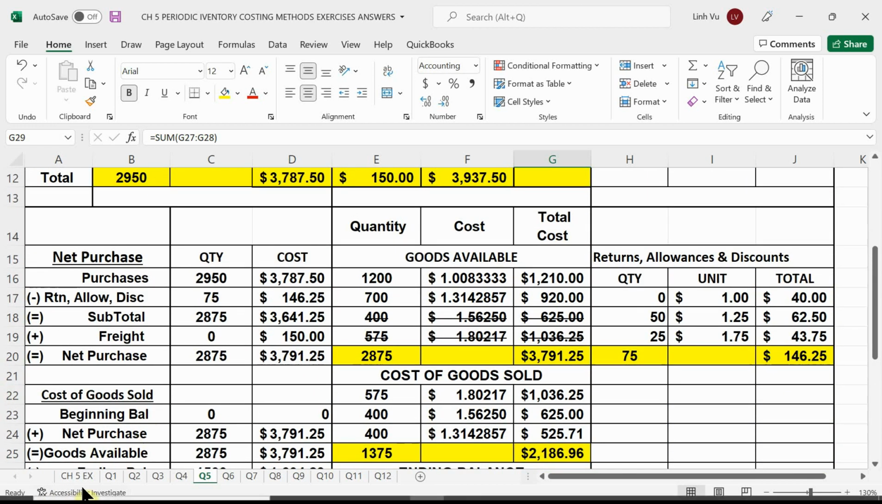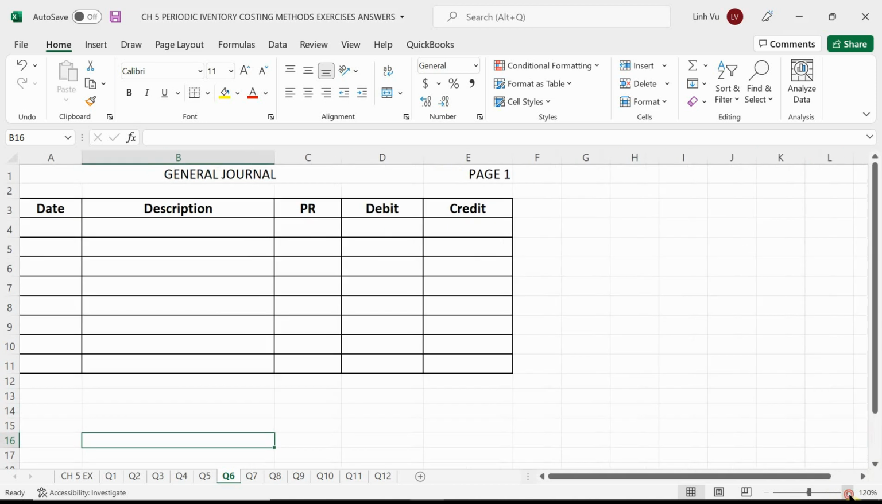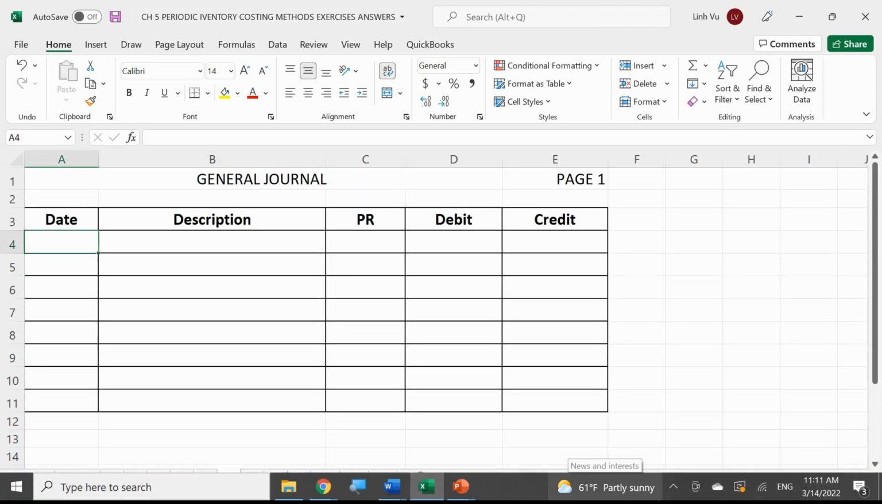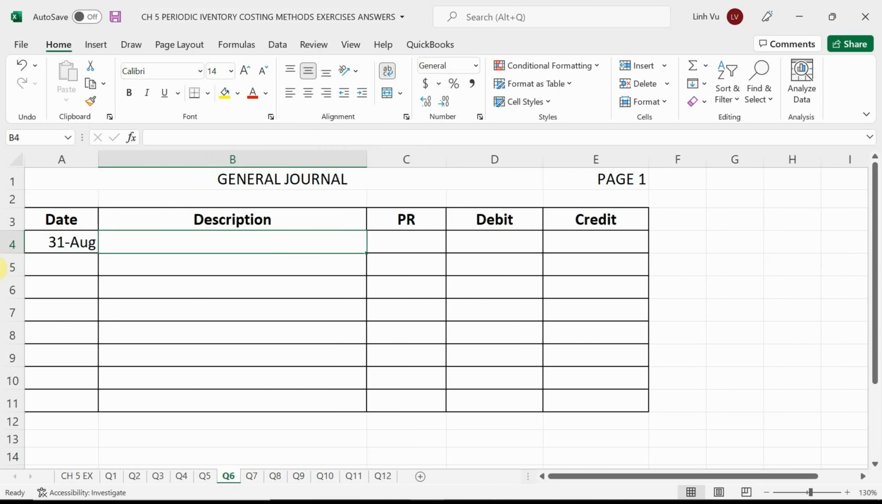now we need to go ahead and do our conversion entry for question number 6. Okay, so this question number 6 here, let's do the conversion entry. Okay, so it is August 31st. How should my conversion entry look?